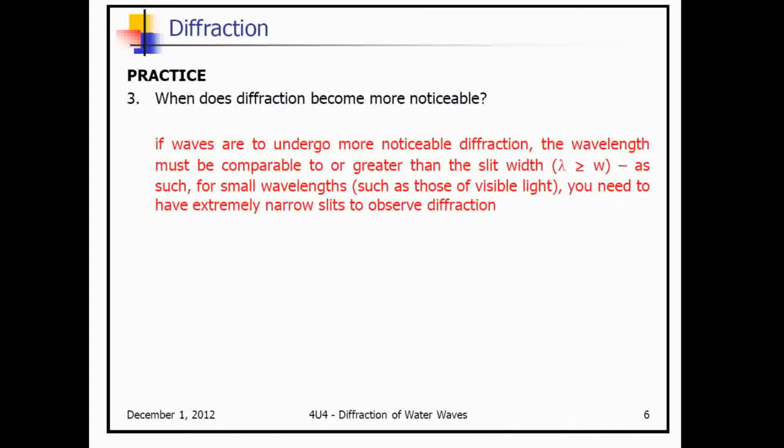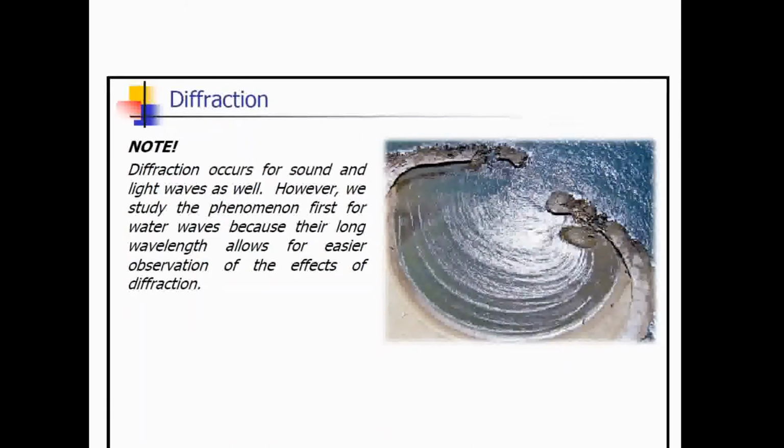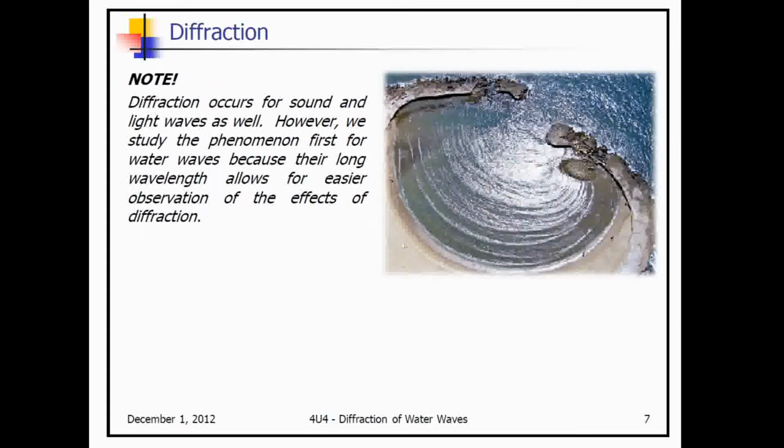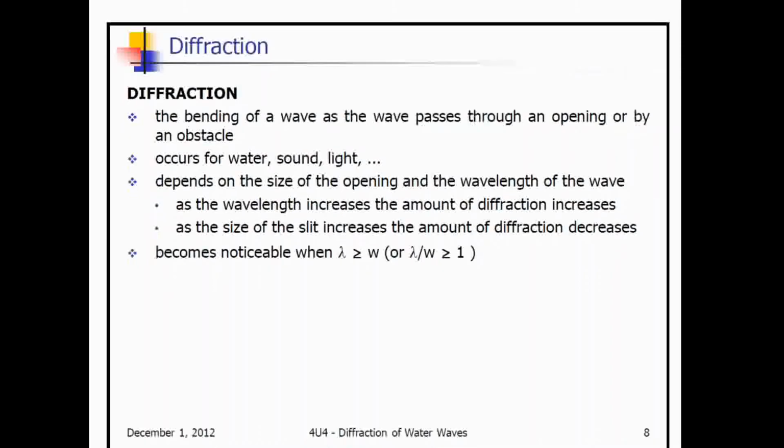So for a wave that has a very small wavelength like light, we would need a width that is close to that wavelength of light, which would have to be very, very small in order to observe any type of diffraction. So diffraction occurs for other waves, like sound and light. We were just looking at it for water waves, and this is usually because we study water waves because they're easy to produce. But what we see with water waves, we can extend to other types of waves, including sound.